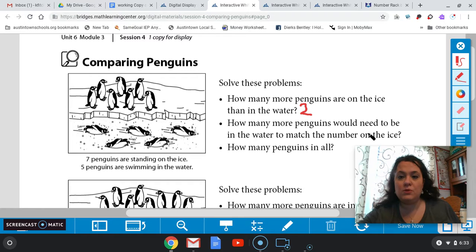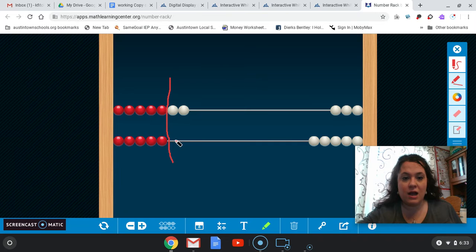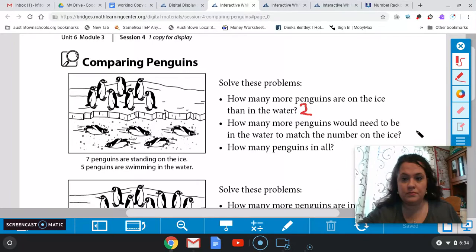How many more penguins would need to be in the water to match the number on the ice? Well, how many more penguins were on the ice? 2. So if I look back at my number rack, how many beads would I have to have down here to match this? Yeah, I'd have to have 2 more beads here, right? So that, again, is 2. 2 more would have to be in the water.